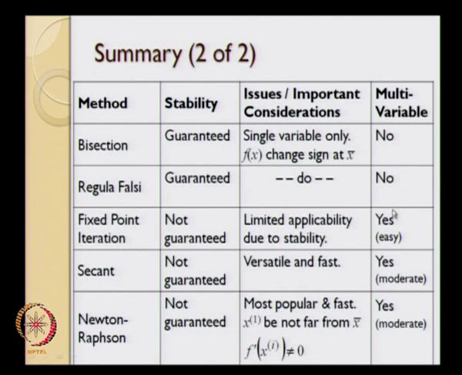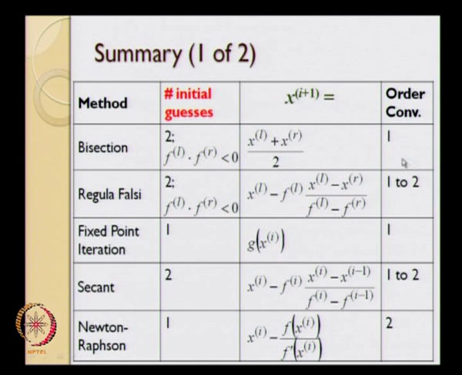We also looked at the order of convergence. Bisection method was first order convergence, fixed point iteration also was first order convergence, and Newton-Raphson's method we saw has a second order, a quadratic rate of convergence. We did not derive the rate of convergence for reguli falsi or for secant method. Reguli falsi and secant method have a superlinear rate of convergence.